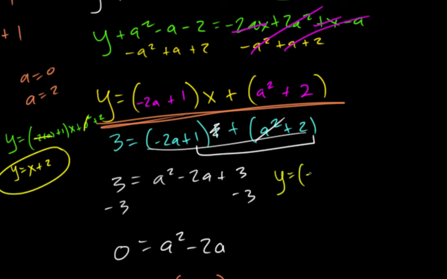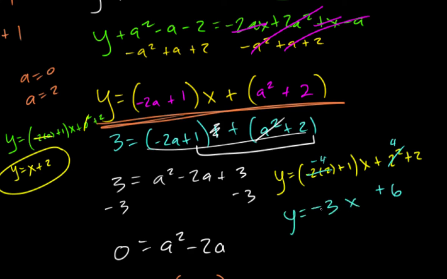y is equal to (negative 2 times 2 plus 1) x plus 2 squared plus 2. 2 squared plus 2, so that's really a 4, so that's a 6. This is going to be negative 4. Combine that with a negative 3x, and so that is the equation of that tangent line.